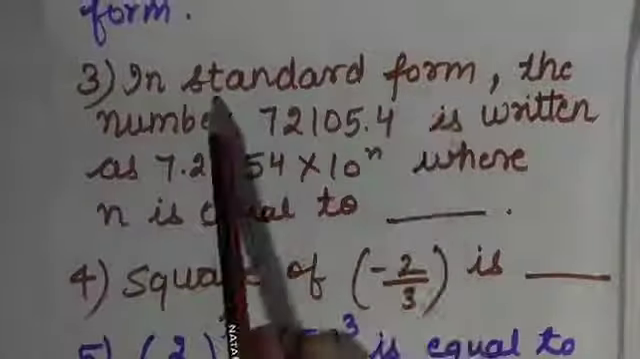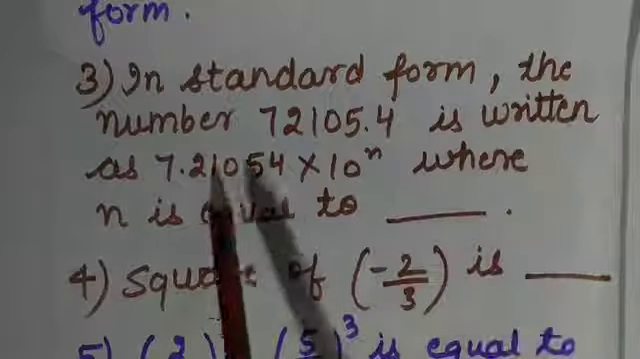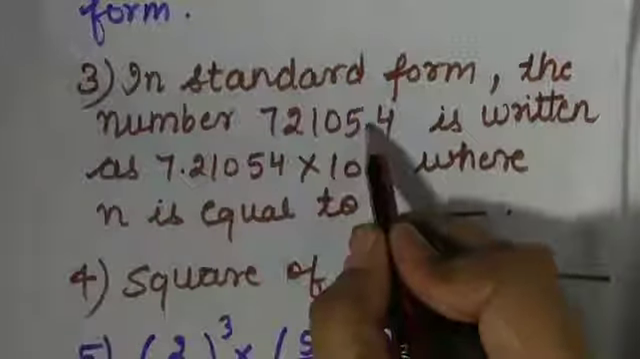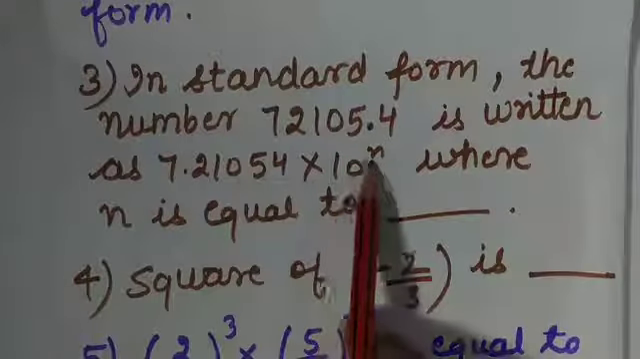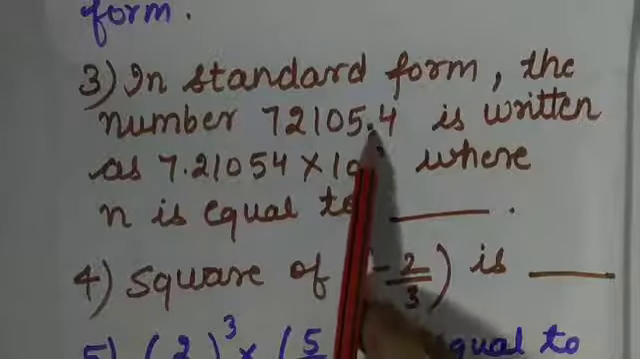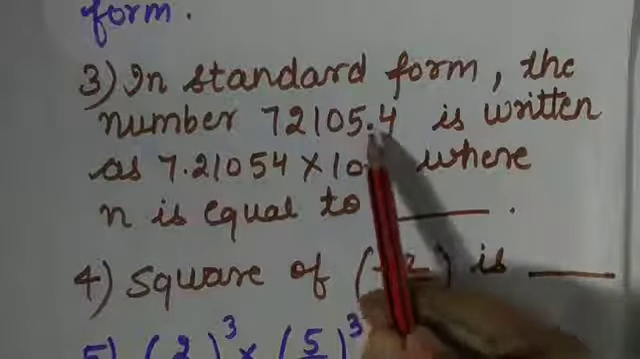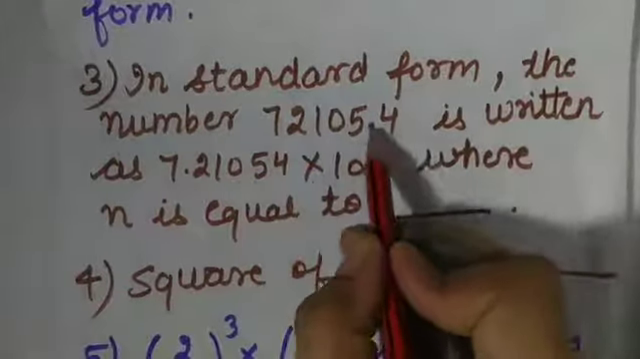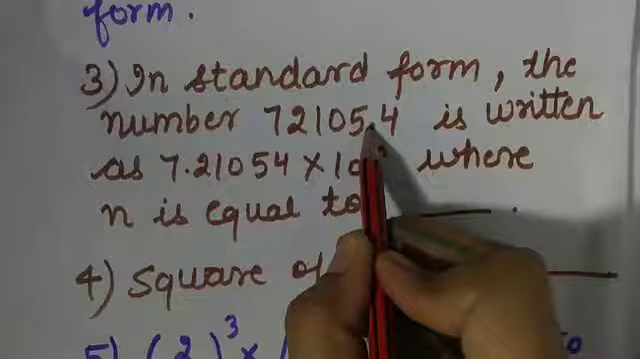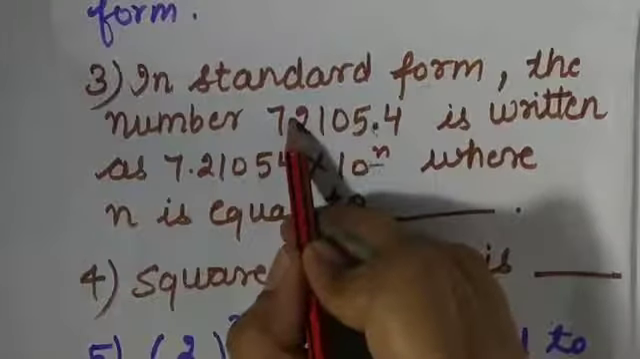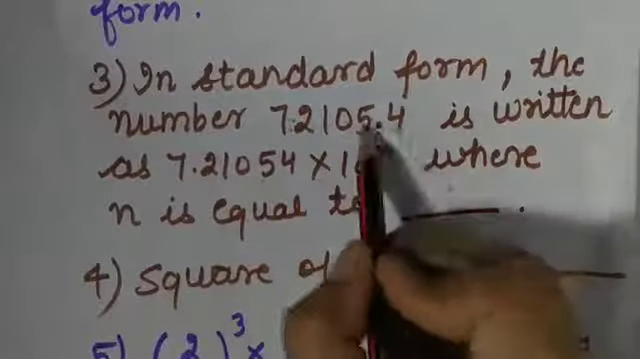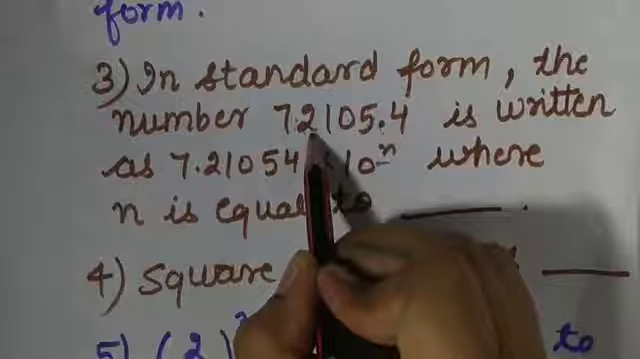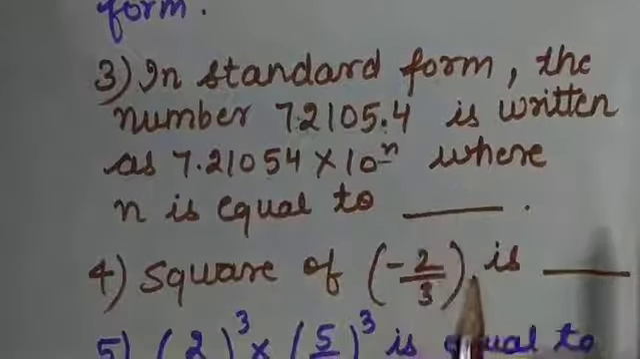Question number 3. This I want to explain in standard form, or you can say scientific notation. The number here, where the decimal is, is written as 7.21054 into 10 to the power n. N means the number of places the decimal got shifted. I have to shift this decimal to make the number lie between 1 and 10. So how many places will it shift? 1, 2, 3, 4. So it has to shift by 4 places, so the value of n will be 4.